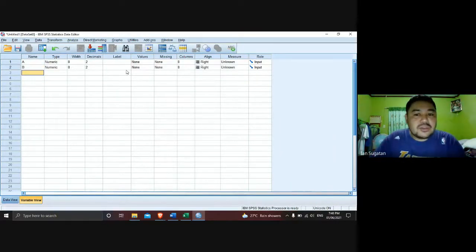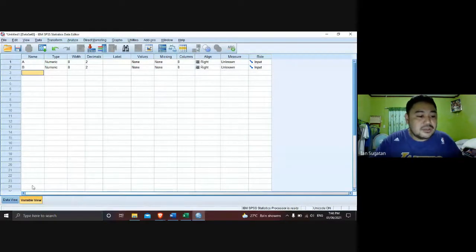Okay, you will notice that for measure, what we always put here is scale. However, it's ordinal, since it's ranked. But let's see. So put it so that if we're not sure what it really is, okay, we're going to perform Spearman later on. So don't just settle on its measure yet. Excuse me, just put unknown.